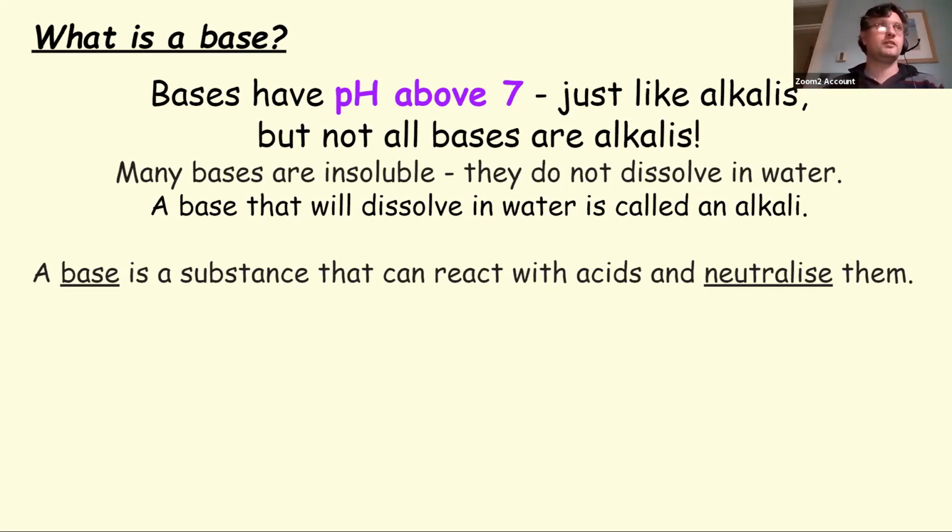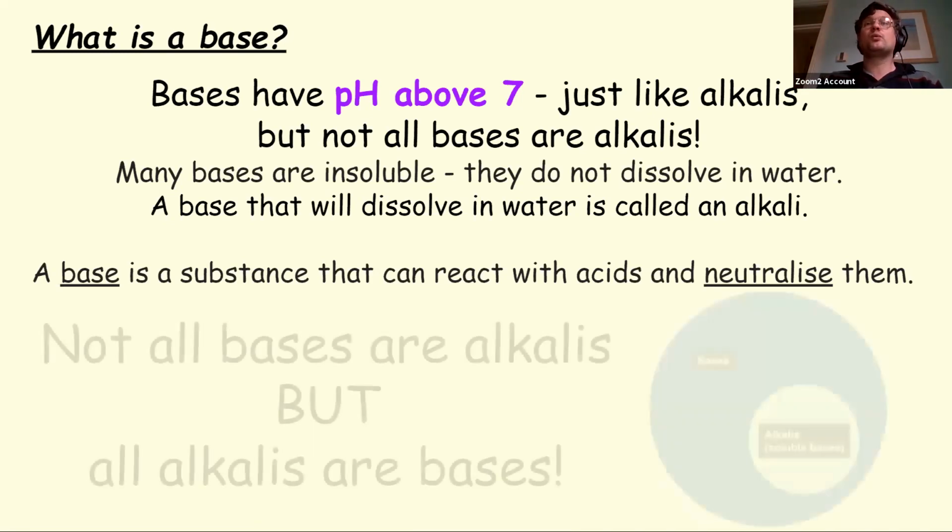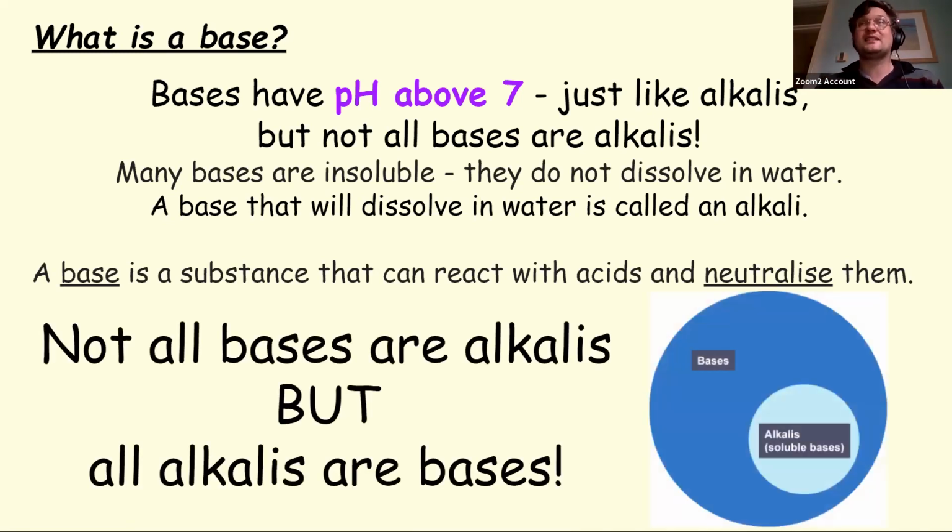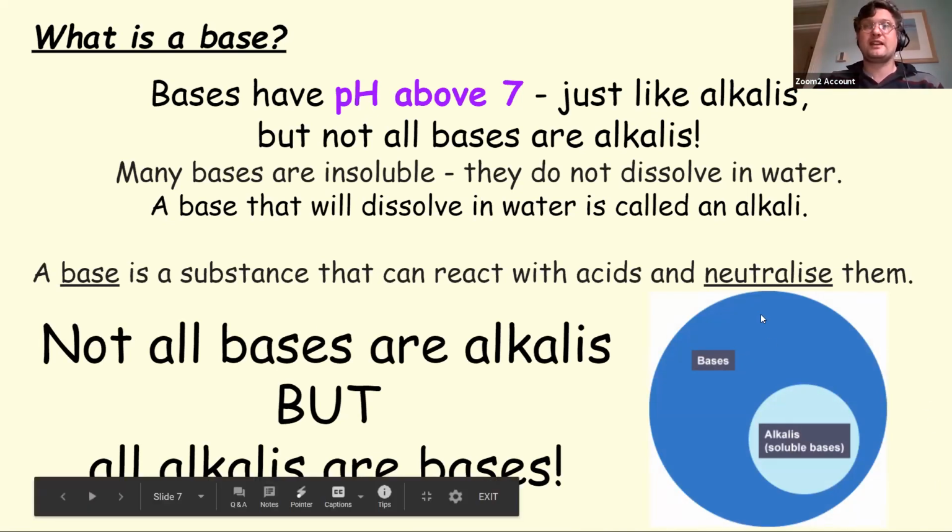So a really good example of this would be something like chalk or marble, something that's made of calcium carbonate. That calcium carbonate does neutralize acids. You put an acid on calcium carbonate and the acid will get neutralized. But if you put that calcium carbonate in water, it doesn't release those OH minus ions that you need to be an alkali. So bases are things that will neutralize acids, but don't necessarily form OH minus ions when dissolved in water. So here's a little Venn diagram to try and make it clearer.